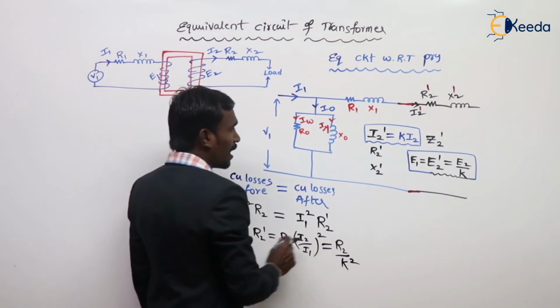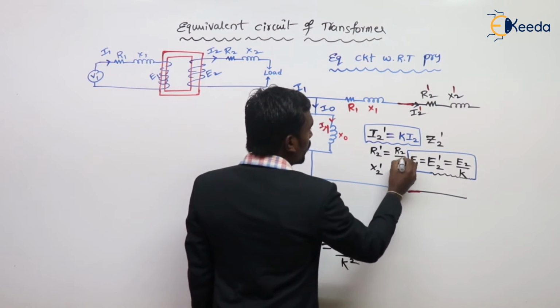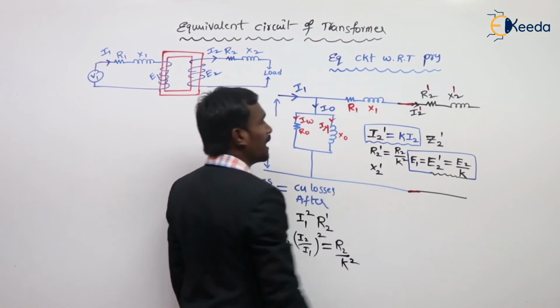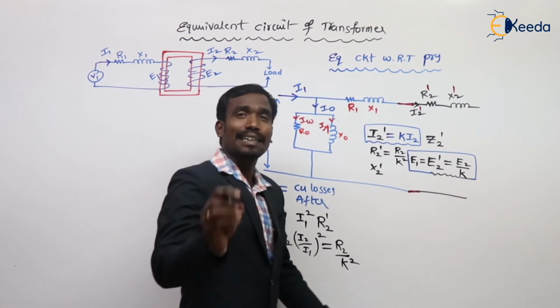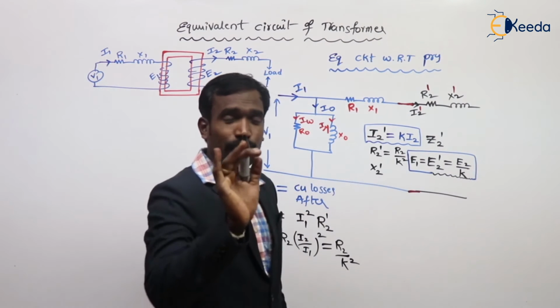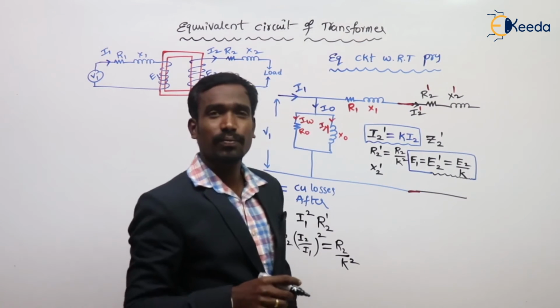So what is R2 dash? R2 dash is equal to R2 by K square. Very, very important. Next one, X2 dash.